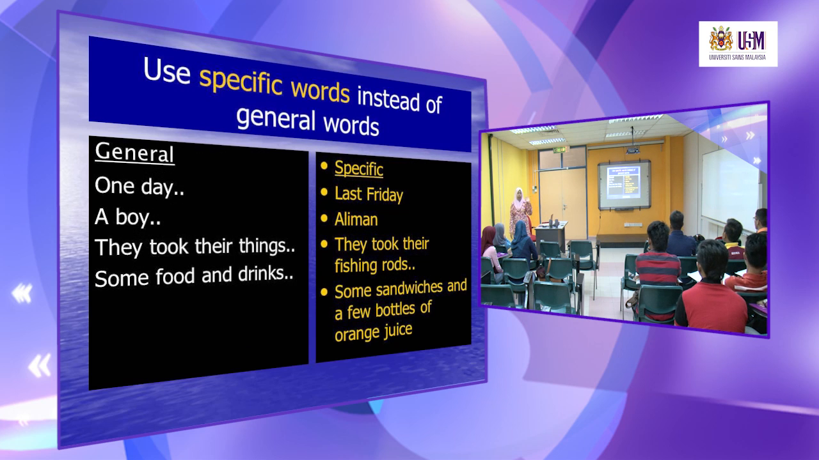So the first clue is you have to be specific instead of general. If you write one day, you might want to write last Friday, or one fine day. Be specific. If you often write a boy, maybe you want to name the boy Aliman. Aliman's brother.